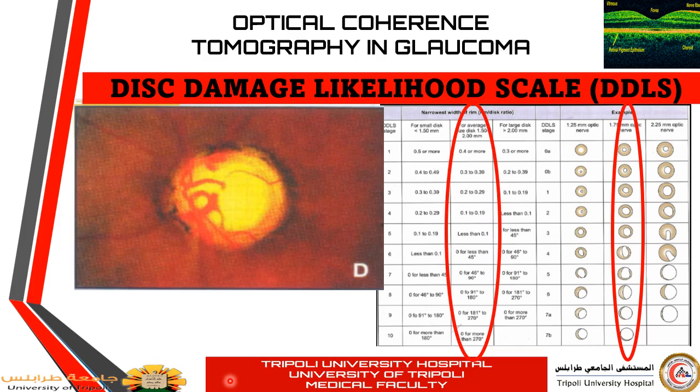So for the first 4 stages, it depends on the rim disk ratio. After that, since there is no more rim, it measures the extent of the absence of the rim in degrees. So in this scale system, we should measure the rim at the thinnest point. Now, this is an important point.